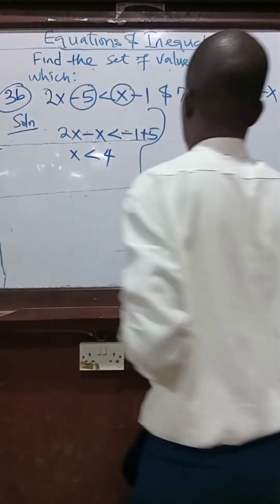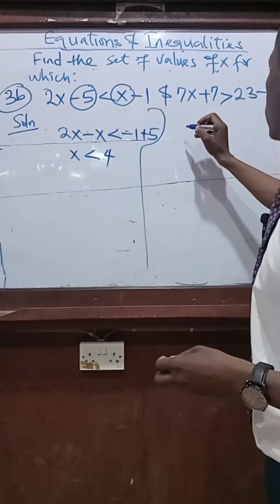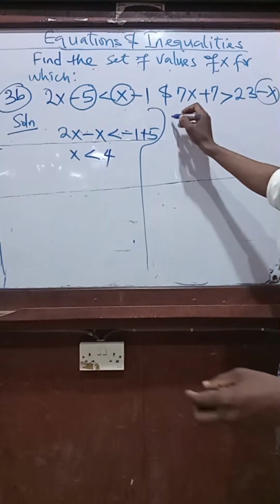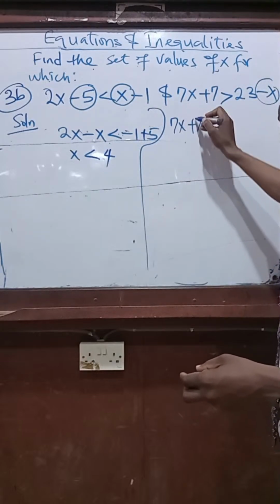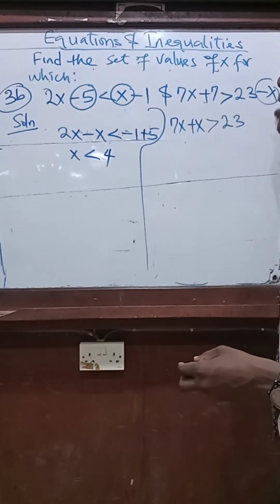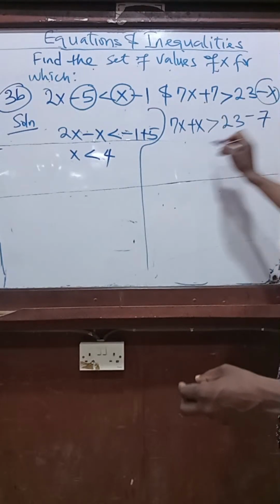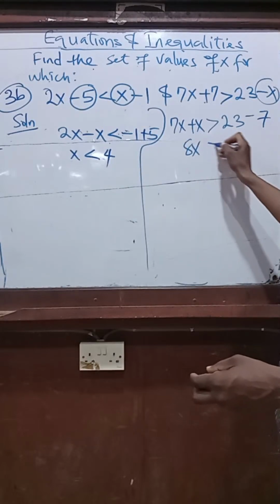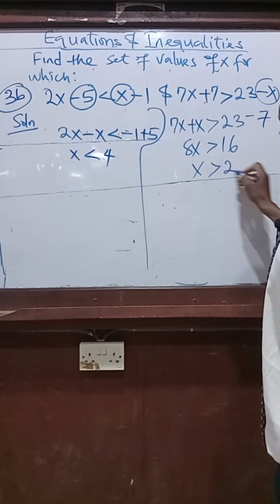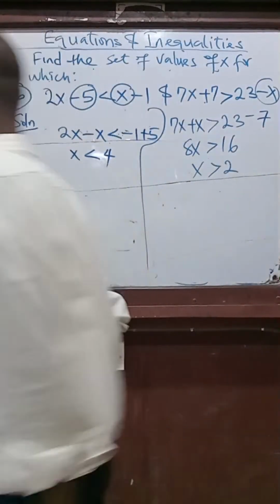The second equation, this will be 7x. This is minus x. So add plus x to both sides. So that'll be 7x plus x. Okay. And then add minus 7 to both sides. So this will be 8x greater than 16. So x is what? x is 2. x is greater than 2.